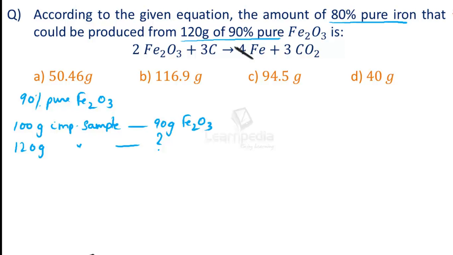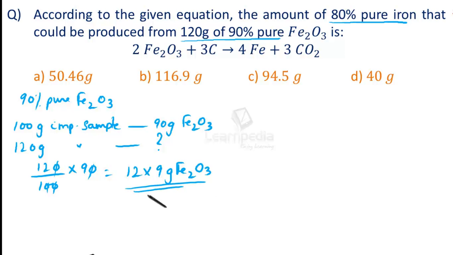Remember, when they are not mentioning the percentage, it means it is 100% pure, even though they are not mentioning it as a pure compound. And as they have mentioned some percentage, that itself indicates that the given compound is an impure compound. So now it becomes 120 by 100 into 90. For this one, let me take the value as simply 12 into 9 grams of pure Fe2O3. Don't multiply it further so that the calculation becomes easy in further steps. So this is the amount of pure Fe2O3 present with us.